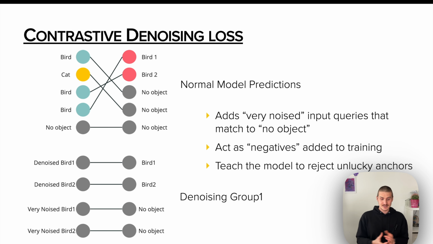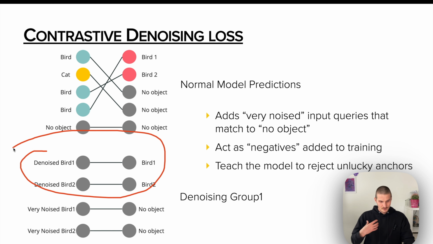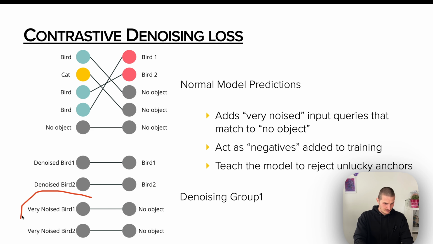And so what we do in contrastive denoising loss is, apart from this normal denoising where we have a bird, we add it as an input with some noise, and then we ask the model to remove the noise and arrive at the original bird. We also have this negative part where we, again, just take the bird, and then we add even more noise, so that it's now completely off. It's a bad anchor. And then we ask the model to explicitly connect that to no object, thus teaching the model to basically ignore unlucky anchors.